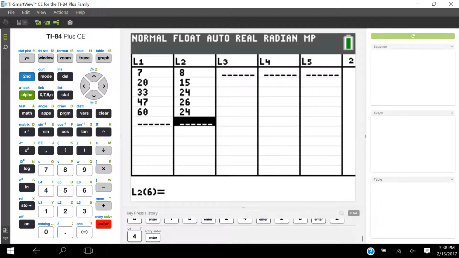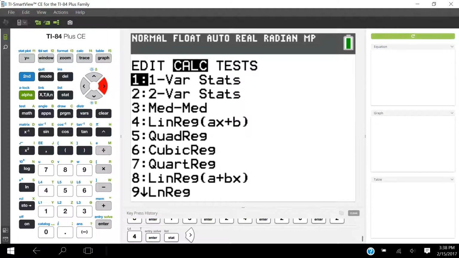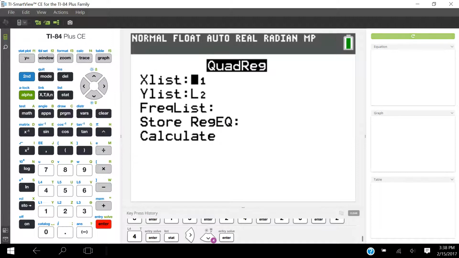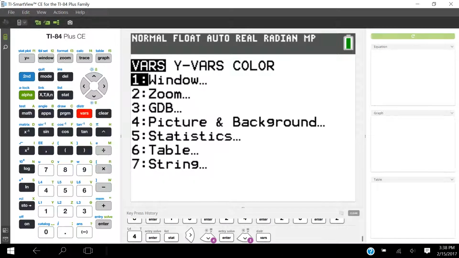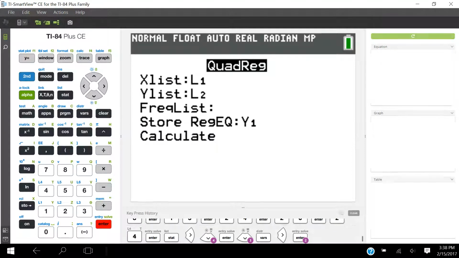Okay, so now that I have those in, I'm going to do stat, calc, and I'm going to go down to number 5, which says quad reg, because we're doing a quadratic regression. Hit enter. It looks very similar to when we did the linear regression. We have X1, L1, and L2. Skipping that one. For my storing, I'm going to do vars, yvars, function, y1, and there's my y1 to store, calculate, enter.